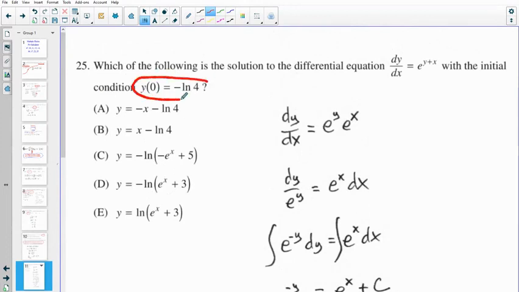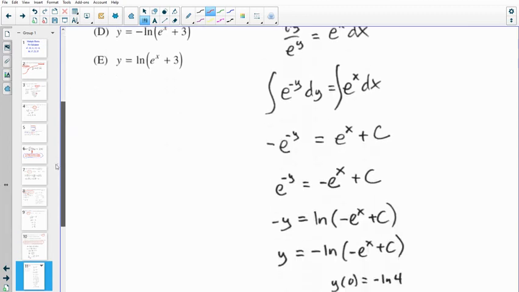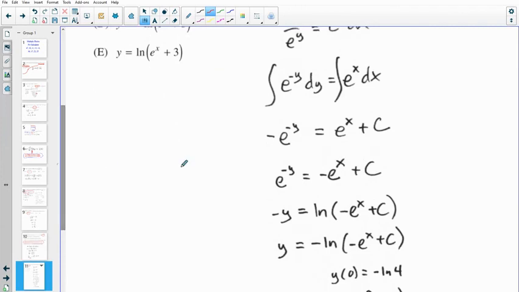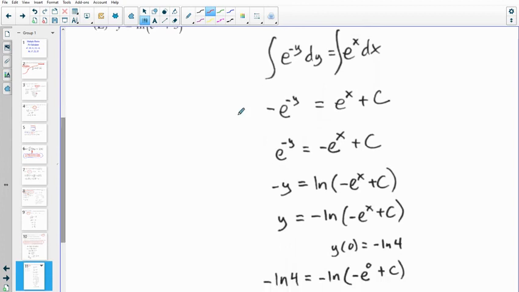Maybe that would have been a good point for me to plug this in. Y of 0 is the opposite of the natural log of 4. And so if I plug in x equals 0 and y equals the negative natural log of 4 right away here at this point, probably could have solved for the value of c and had a little bit easier time. But I didn't recognize that, so I'll let you see what I did here.